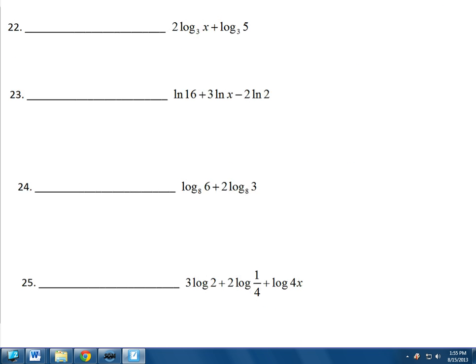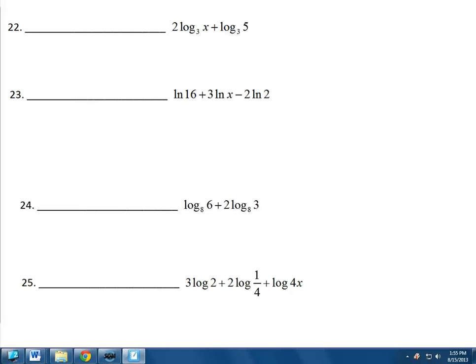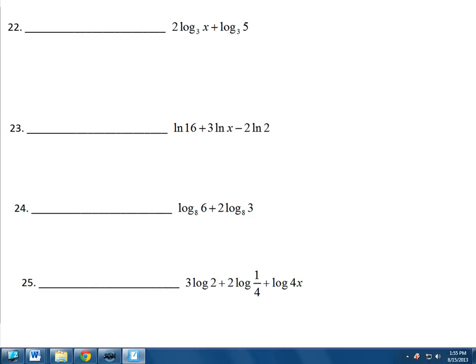And in math, we love to go forwards and backwards. So that's what we're going to do here. Now we're going to take something in expanded form, and we're going to put it into condensed form, or we're going to try to condense it. All right? So let's first look at the first one.